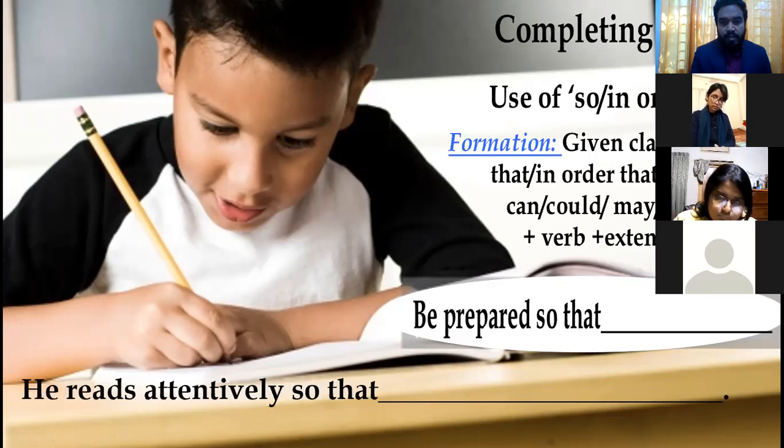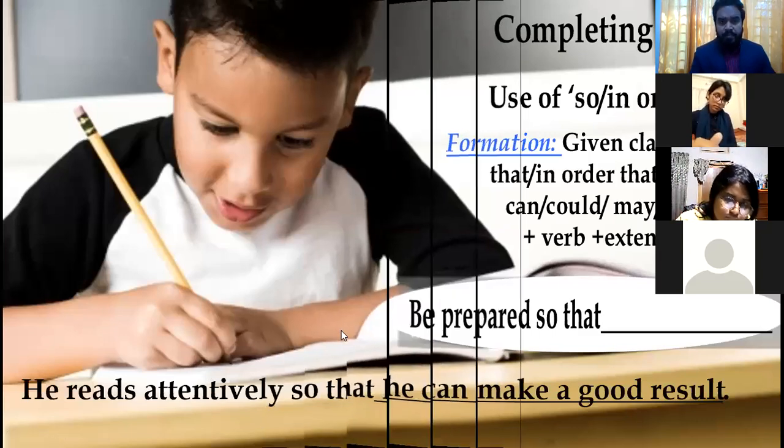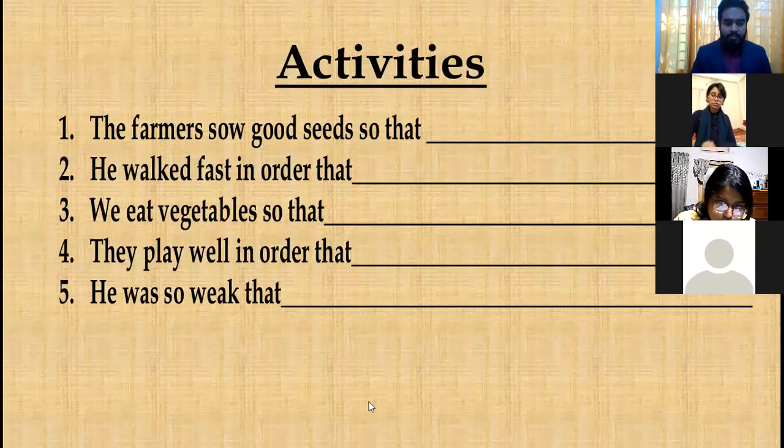At least 5 rules we will learn today. You can see the answer here. He reads attentively so that he can make a good result. I have just shared so many. Okay, so there is some activity for you. The farmer saw seeds, so there you will find all the rules here. Write down this sentence as your homework.